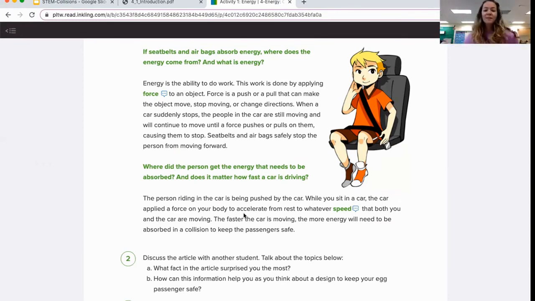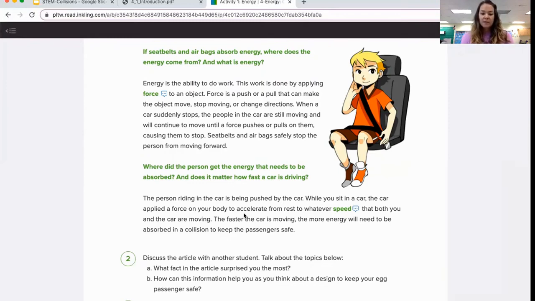Well, this work is done by applying force to an object. A force is a push or a pull that makes an object move, stop moving, or change direction. When a car suddenly stops, the people in the car are still moving and will continue to move until a force pushes or pulls on them, causing them to stop. Seatbelts and airbags safely stop a person from moving forward.